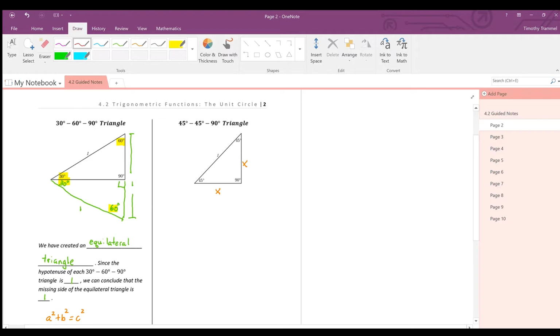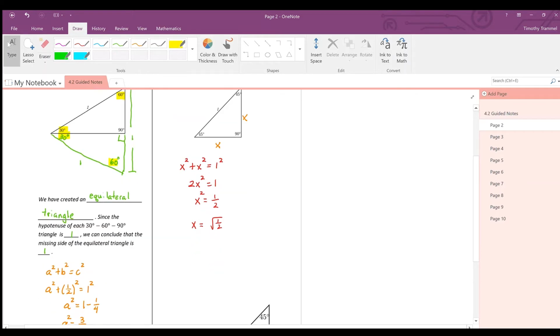Now that we know that, we can go on and figure out what both of these x's are. They're both legs, so we have x squared plus x squared equals 1 squared. You can rewrite this: if you have two of the same thing being added together, that means you have two of them, so 2x squared, and 1 squared is 1. Then we have x squared equals 1/2, and then x is equal to the square root of 1 over 2.